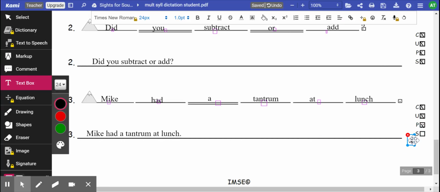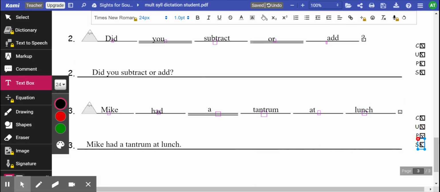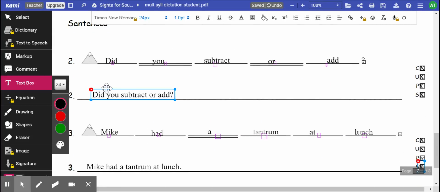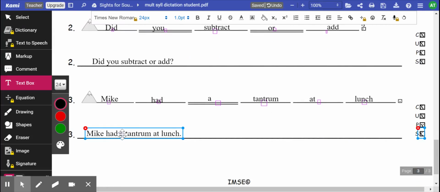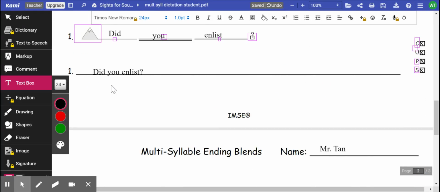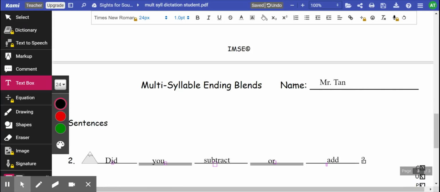So let's start with number one now that we've done all three. First one is, did you enlist? Second is, did you subtract or add? Third is, Mike had a tantrum at lunch. 3 is, Mike had a tantrum at lunch. 2 is, did you subtract or add? And 1 is, did you enlist?